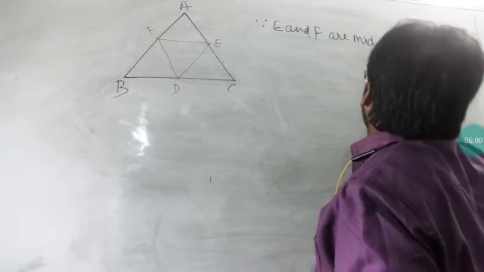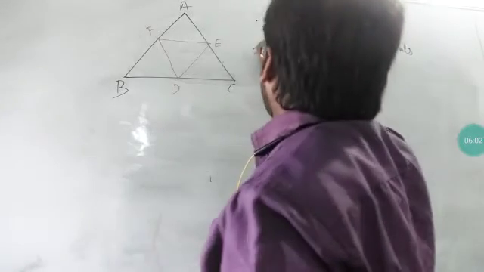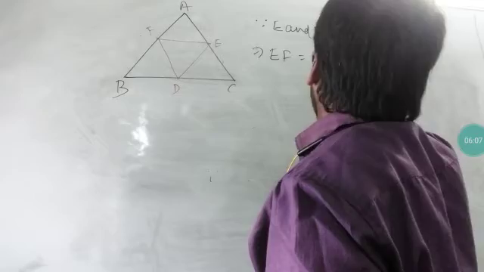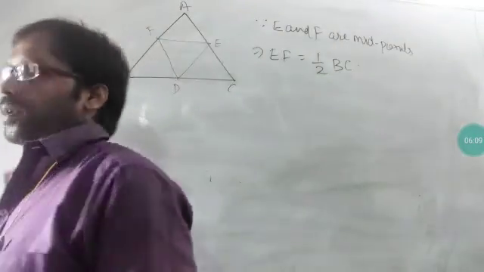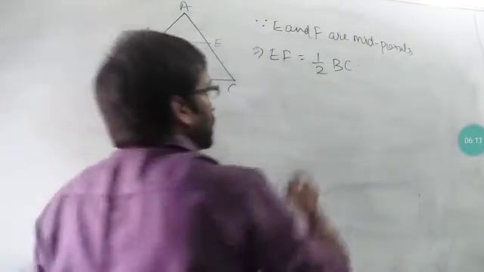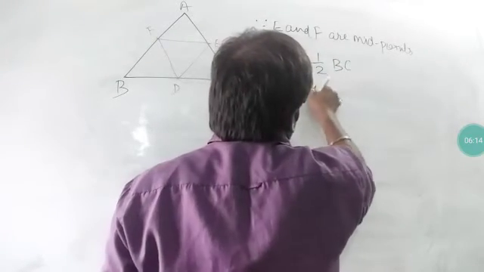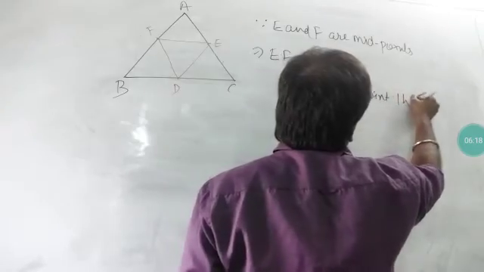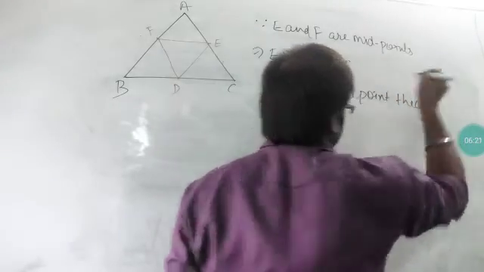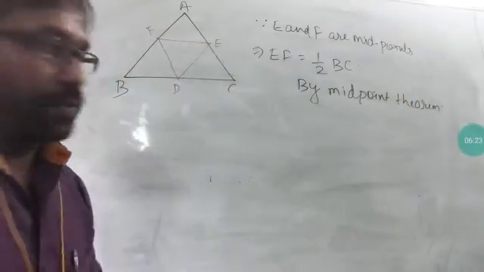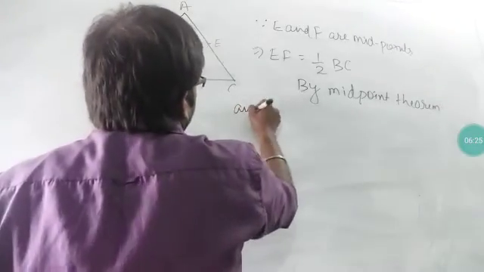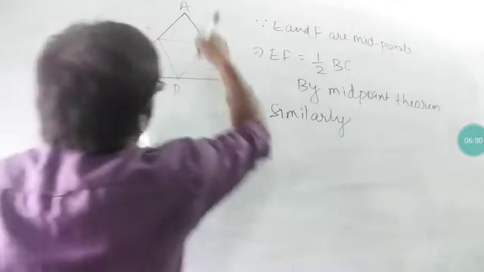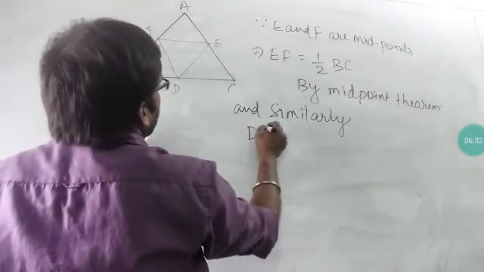We are going to use the midpoint theorem. E and F are the midpoints of AB and AC, so EF is equal to half of BC. Obviously that is the midpoint theorem. So we can say that EF is equal to BD or DC, because before that I have explained why BD is equal to DC.